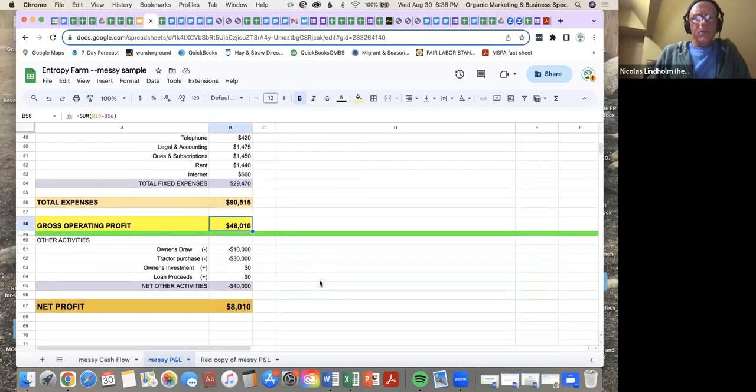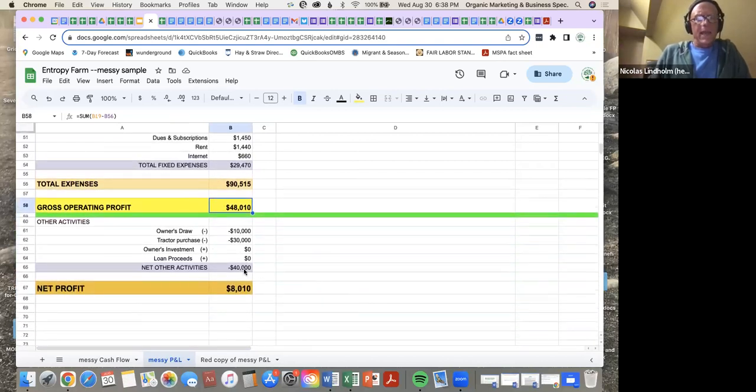And then finally going below the green line, they took an owner's draw, and then they account for buying that tractor. We saw that they had a tractor loan, and then they used that to buy the tractor. So that takes out 40,000 from their 48,000 profit and left them at the end of the year with $8,010. I'll pause there because I see there's something else in the chat.